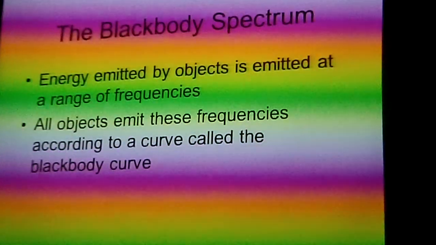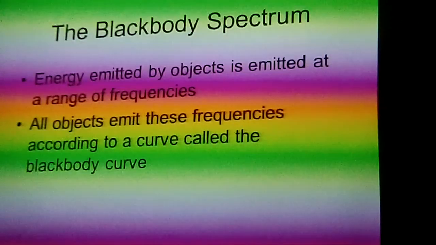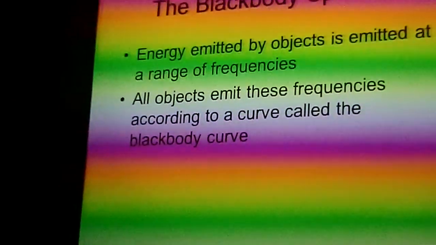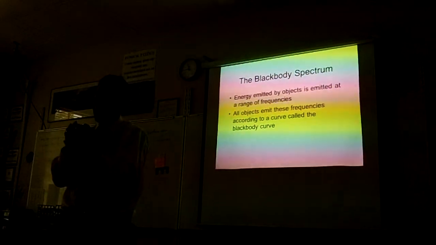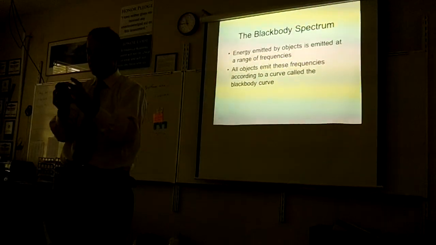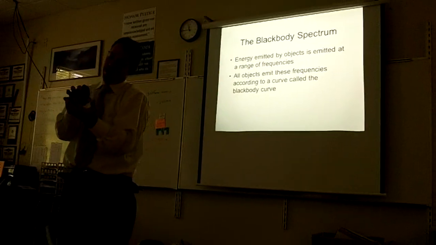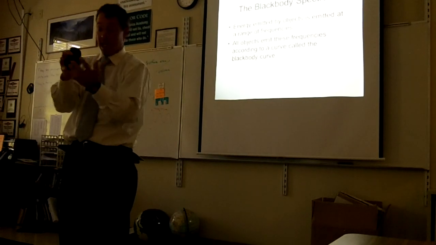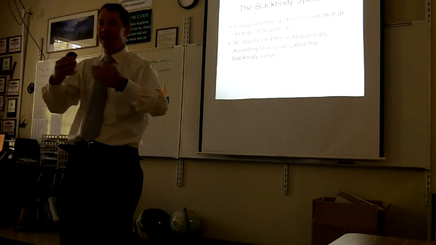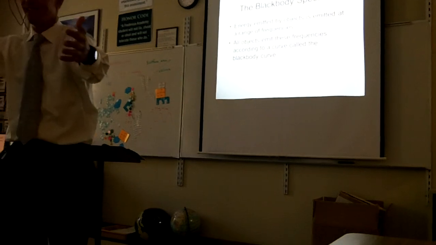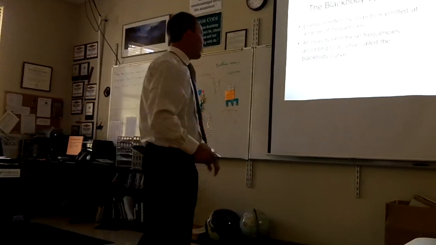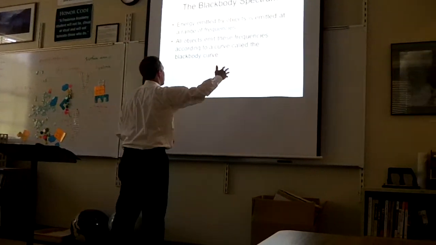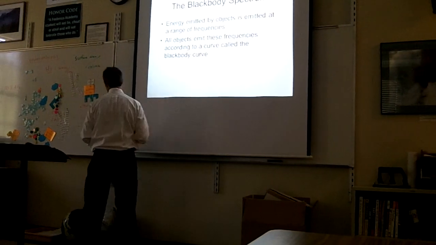In a fictional black body, what it does is it absorbs all the radiation that hits it. There's nothing that absorbs all the radiation that hits it, but let's imagine that there is. They call it a black body. And as it absorbs the radiation, it heats up, and then it re-emits the radiation in a certain curve that we call a black body curve.